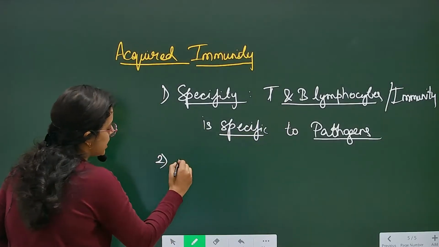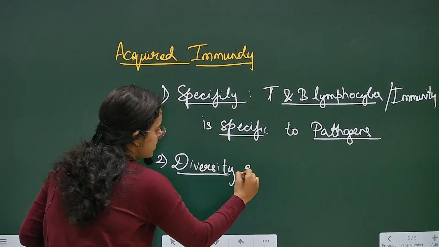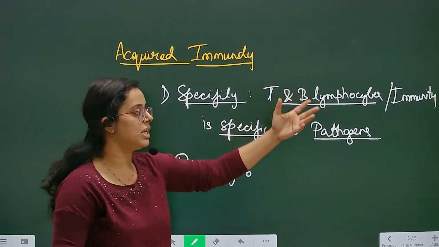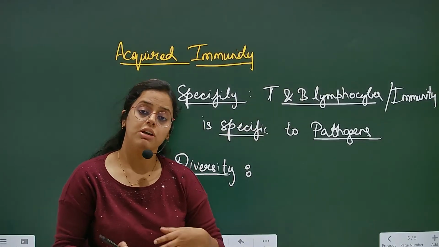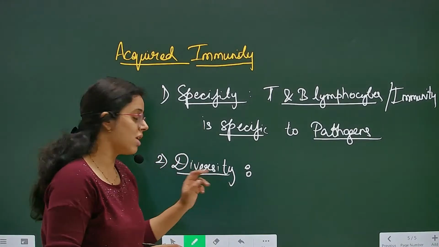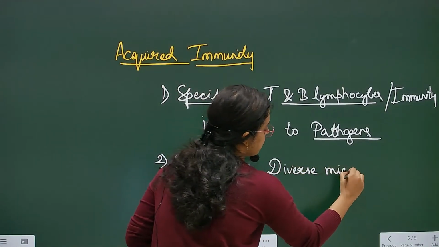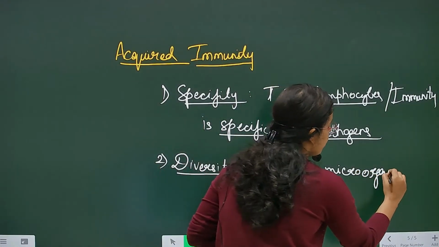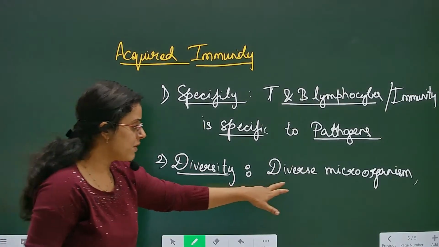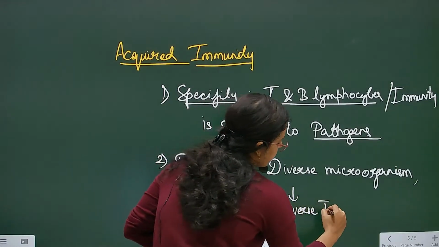Then comes diversity. What do you understand by diversity? Just now we have understood diversity. That means there are different types of microorganisms, so different types of T and B lymphocytes will be produced. Different types of immune response will be there for each microorganism. This is called diversity. Diverse microorganisms, which means different types of bacteria, virus, fungi, protozoa, right? Diverse microorganisms mean a diverse immune response.